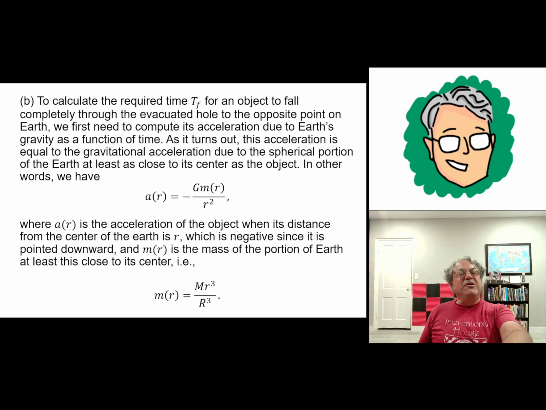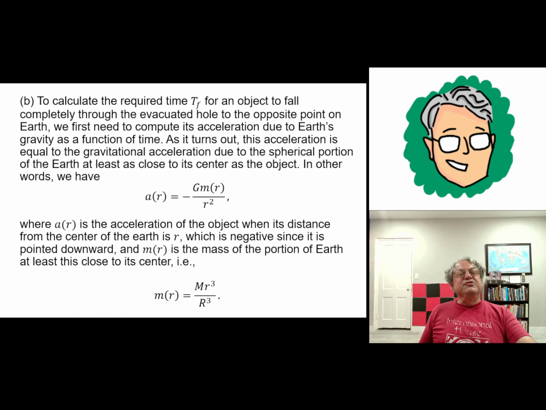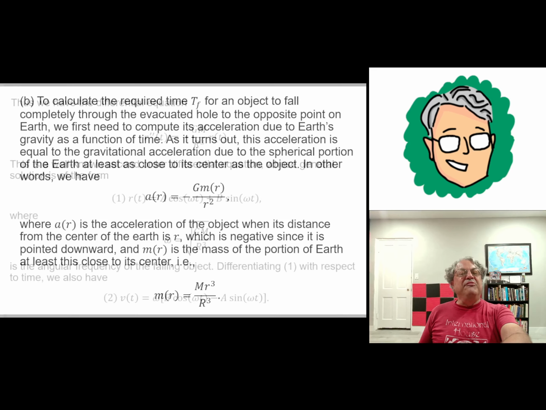Solve for little m of r. That's the constant of proportionality you get, and then you have to multiply all that by little r of t. I think you can see from these equations that the acceleration is directly proportional to the radius, because little m of r is proportional to the cube of the radius, and then we have a factor of r squared in the denominator. That's going to give you an overall factor of r in the numerator.